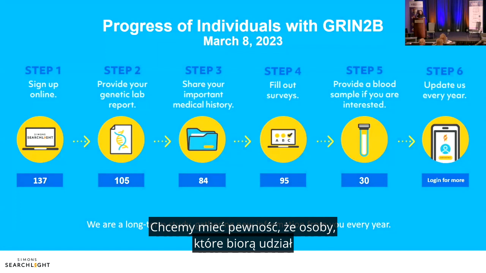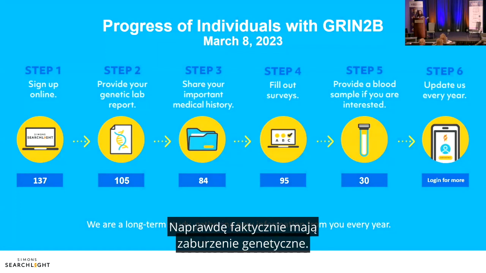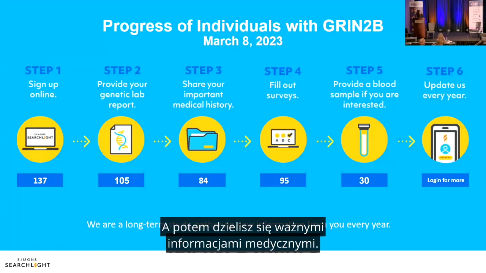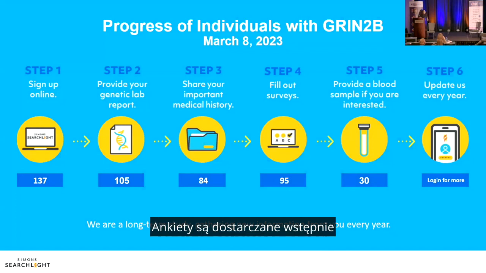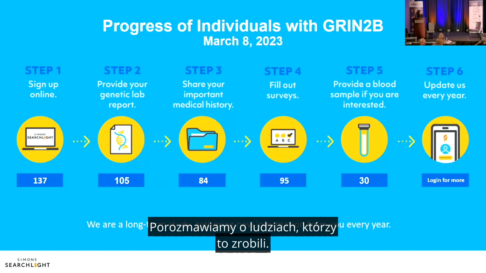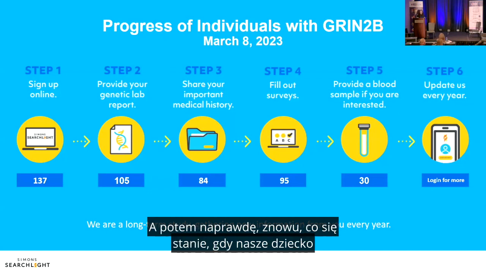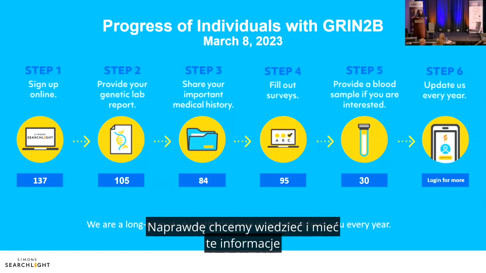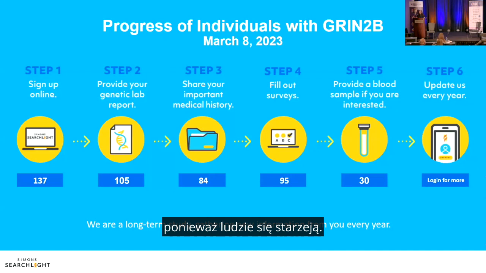We want to make sure that people who are participating really do have the genetic disorder. It will be reviewed by your genetic counselor team. And then you share your important medical information. Surveys are provided initially and then longitudinally as well. You have the opportunity, if you so please, to provide a blood sample if you're interested, and we'll talk about some of the people who have done that. And then really, again, what happens when our kid grows up? Well, that's the point of doing something like this. We really want to know and have that information as people are getting older.